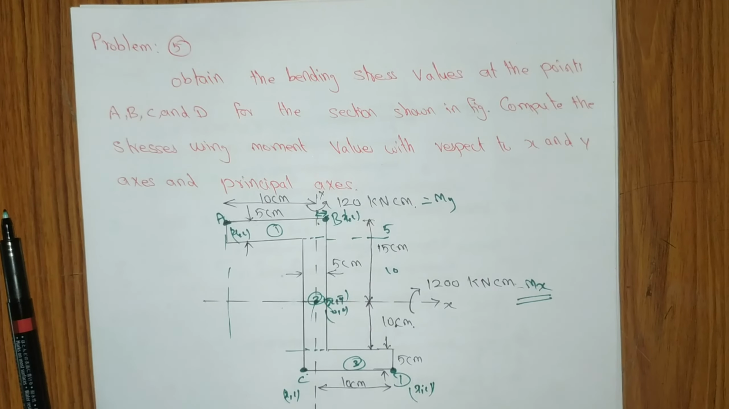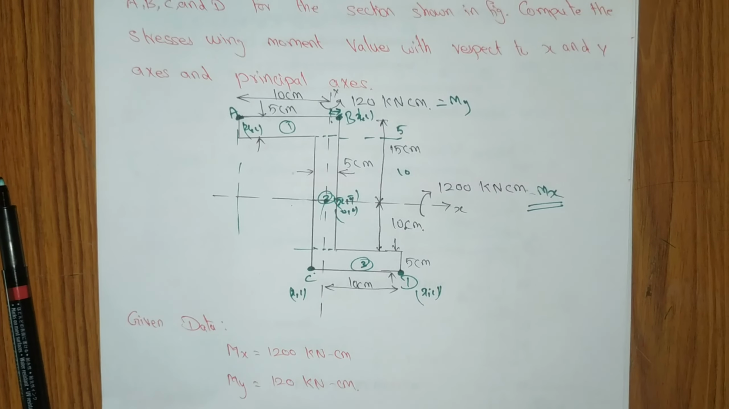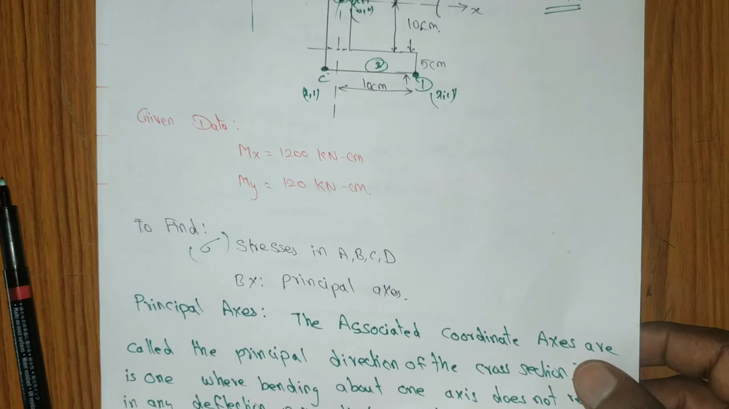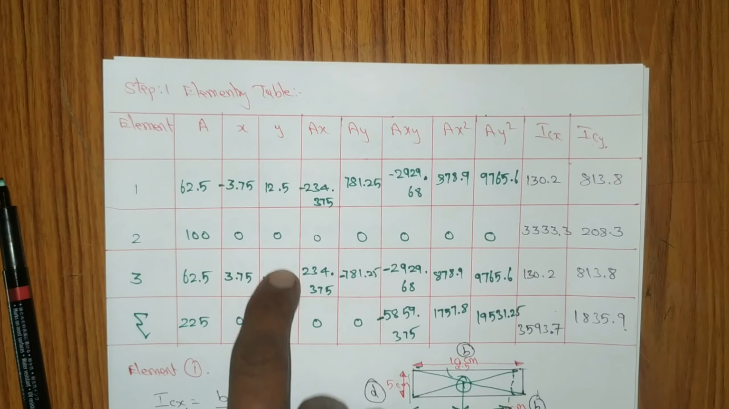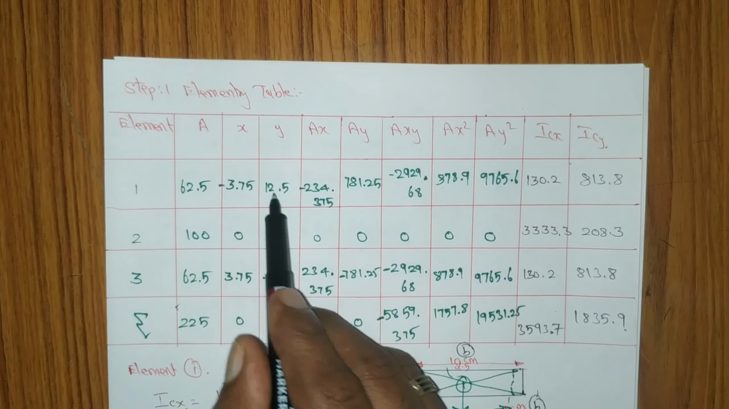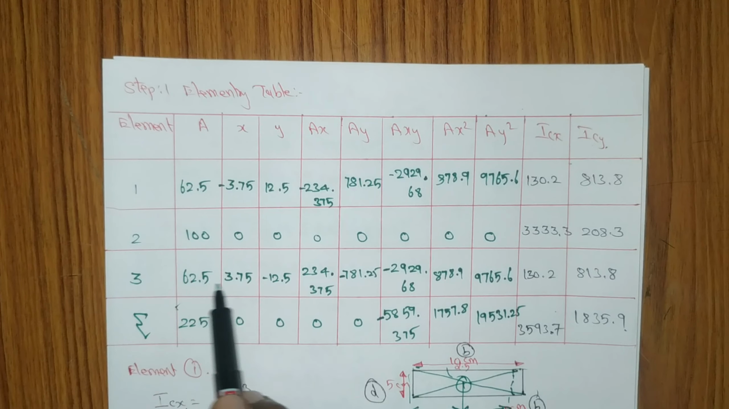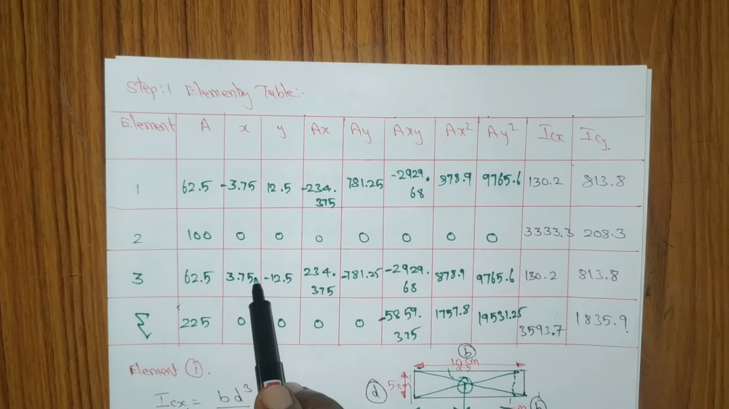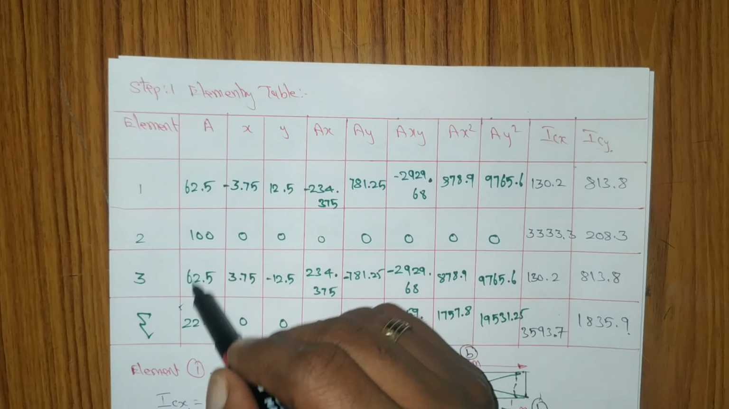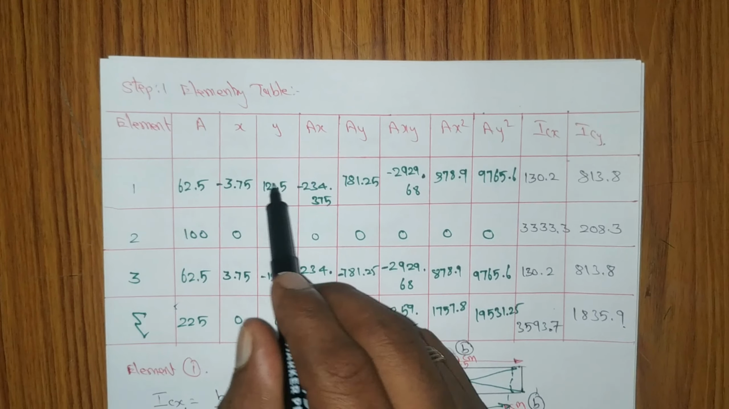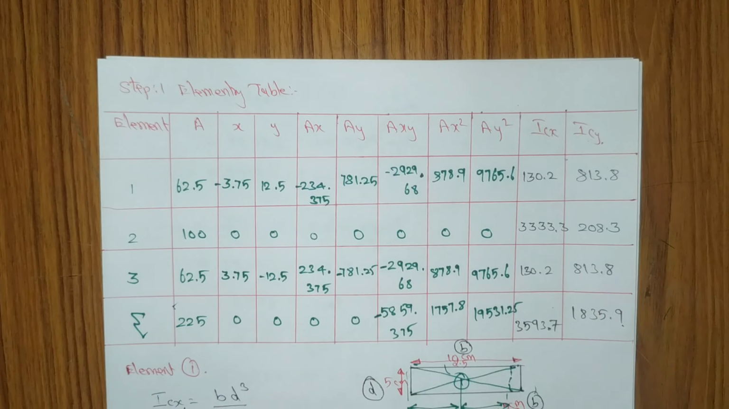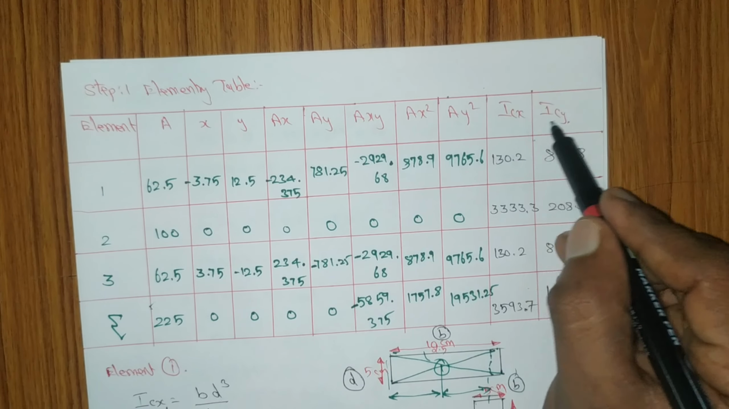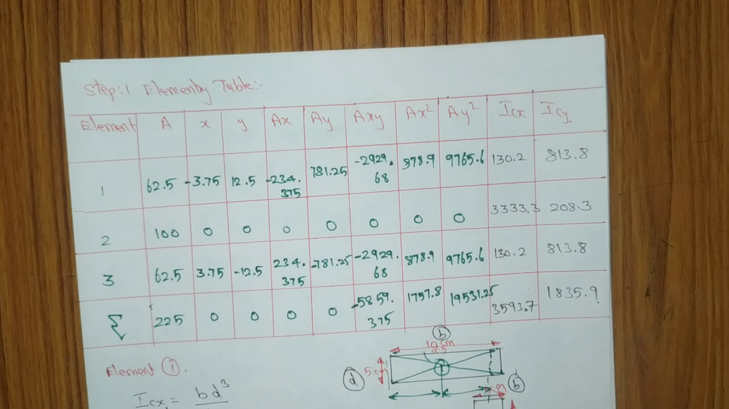In this problem, they give the section with Mx and My. We have to say that we are going to solve by the principal axis method, and we need to find out the elementary table, that is A, x, y. If you fix these values, people will make mistakes with the minus and plus signs, and they will have difficulty finding x and y. So if you complete this area, then the remaining terms are very easy. That's just multiplication, and the second part is ICX, ICY.